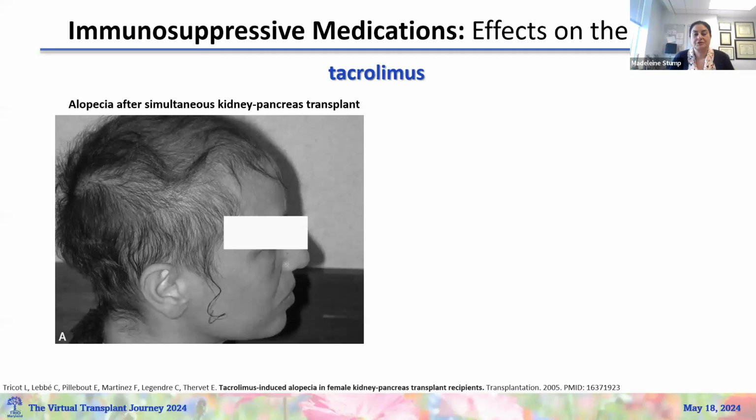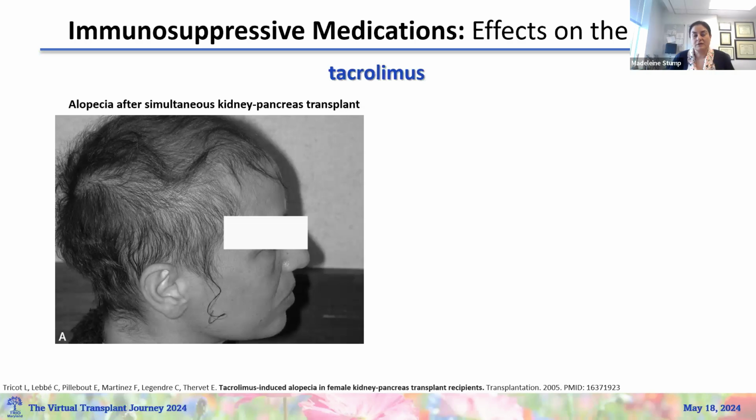I'm showing you pictures of a study of 59 patients who had a simultaneous kidney and pancreas transplant. There were 29 female patients, the rest were male. 40 patients were on tacrolimus, and the rest of the patients in the study had cyclosporin as their immunosuppressant. 13, or 29%, of patients who were on tacrolimus developed excessive hair shedding about 1 to 14 months after the start of tacrolimus.